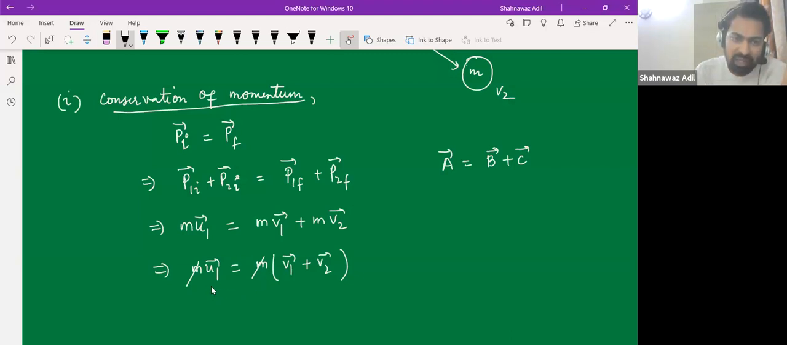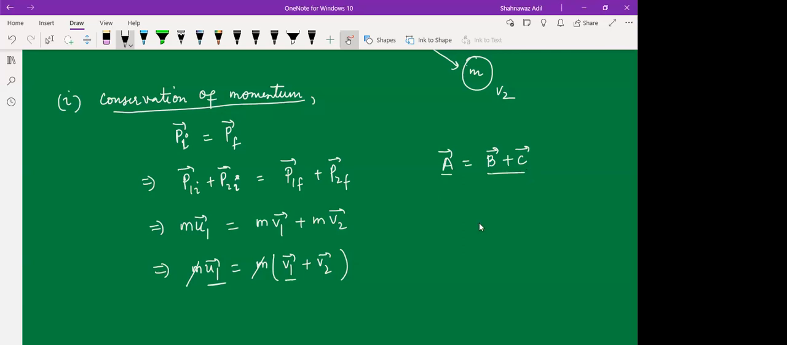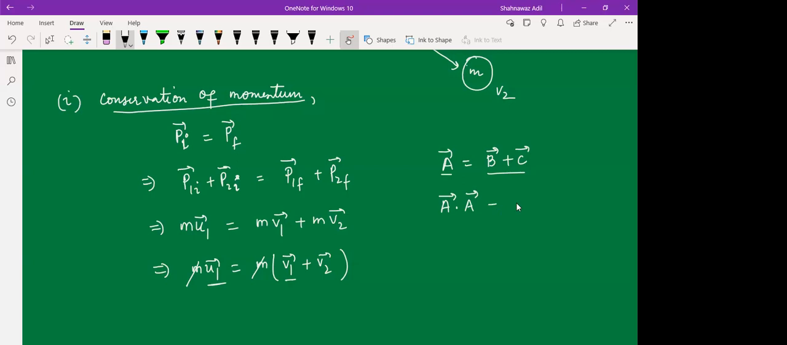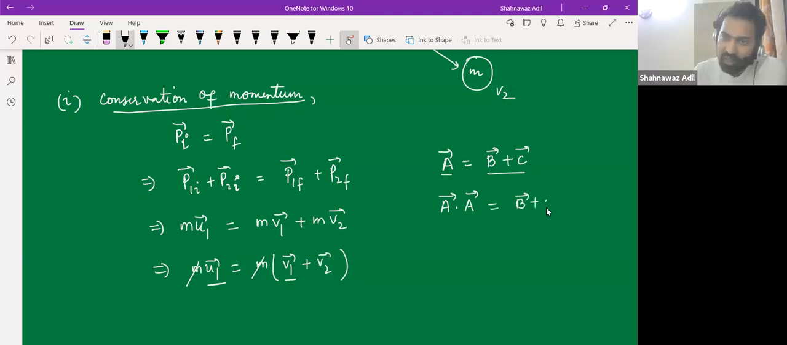Yeah. So I have this u1 vector, and then you have these three vectors, right? So I have this A vector, which is B plus C. Clear? Yes, sir. Now what I want is to calculate the dot product with A. Is this part clear? Yes, sir. So this would be B plus C dot B plus C. Clear?